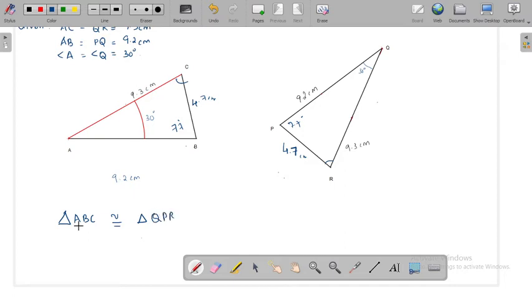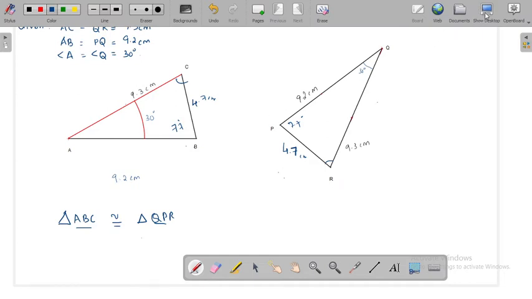Okay, let's see. Angle A corresponds to angle Q, that is correct. Angle B corresponds to angle P, so that is also correct. Angle C will correspond to angle R. AB corresponds to PQ, or QP, we can write, no problem. BC corresponds to PR and AC corresponds to QR. So this is correct. Yes, so these two triangles are congruent.